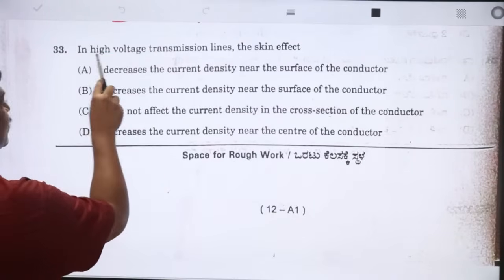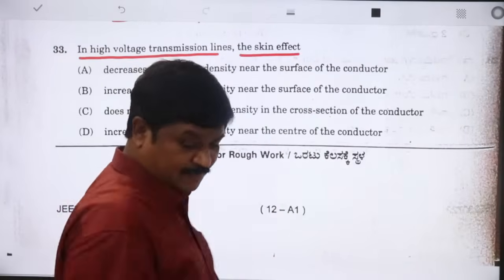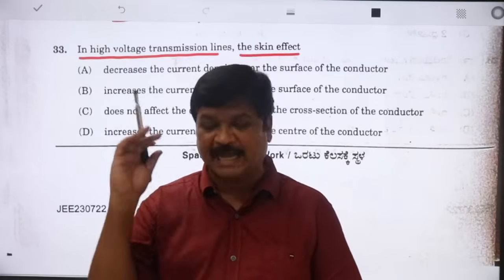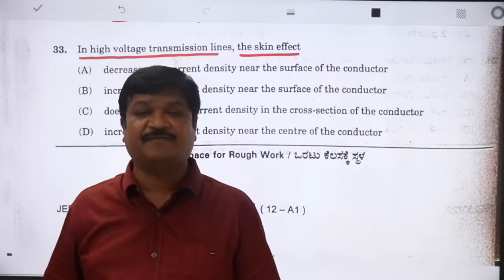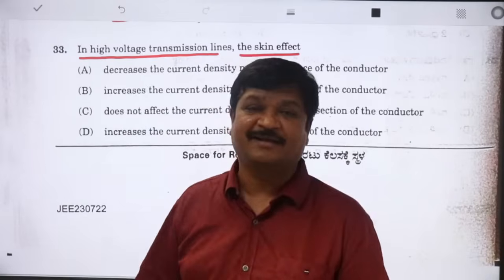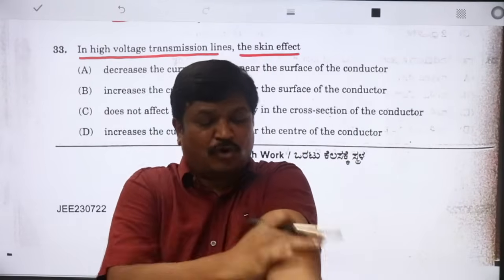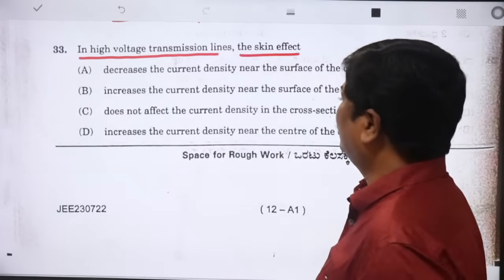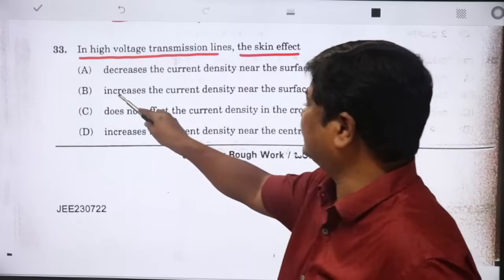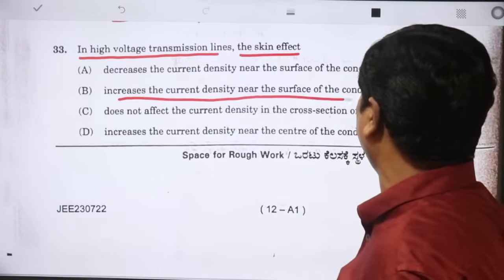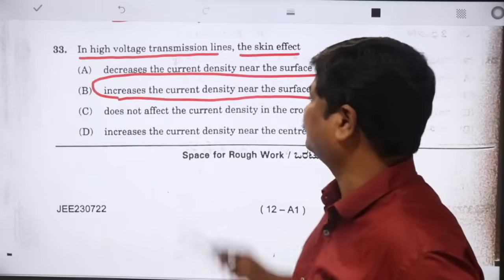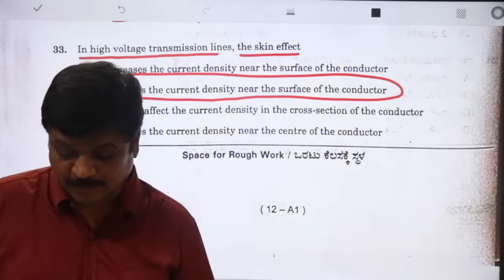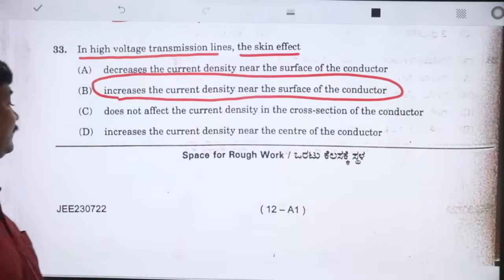In a high voltage transmission line, skin effect is what? Even in the earlier session I told you what skin effect is. Skin effect means the name itself has the answer. Skin means the outer layer. More current flows at the skin, that is skin effect, I told you. So see here, the increase of current density near the surface of the conductor is called skin effect. Current density is more at the surface of the conductor.